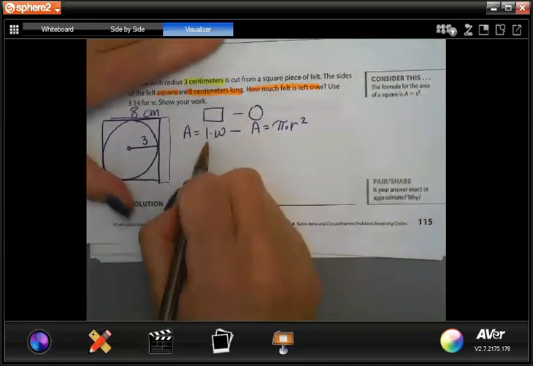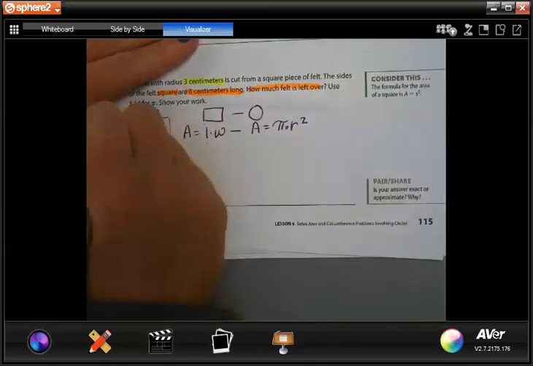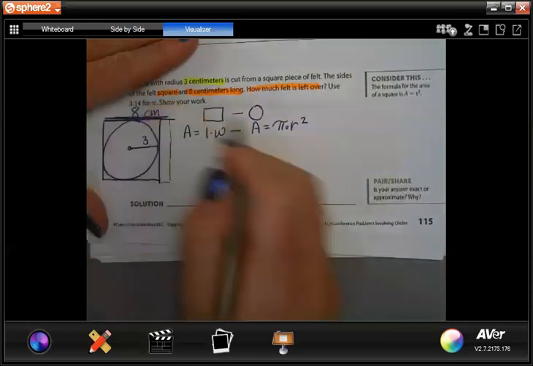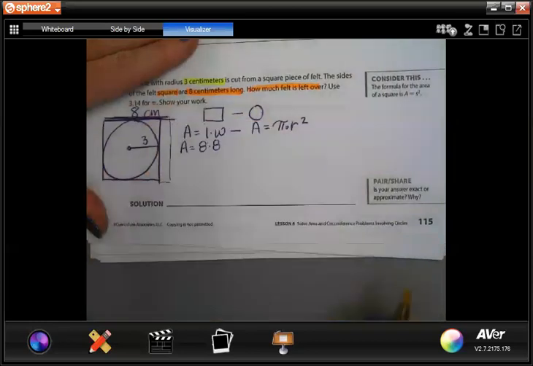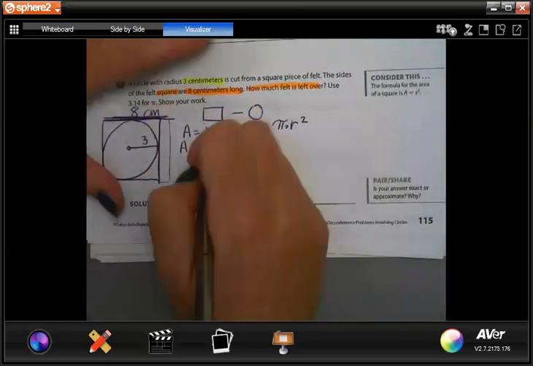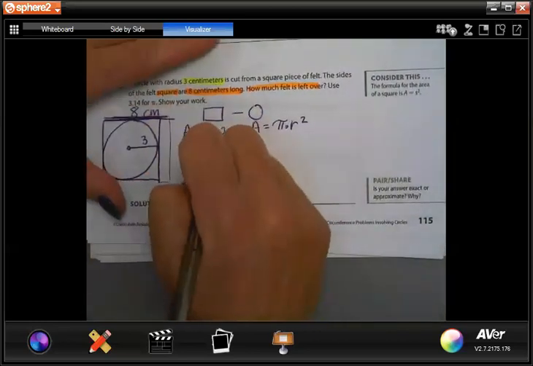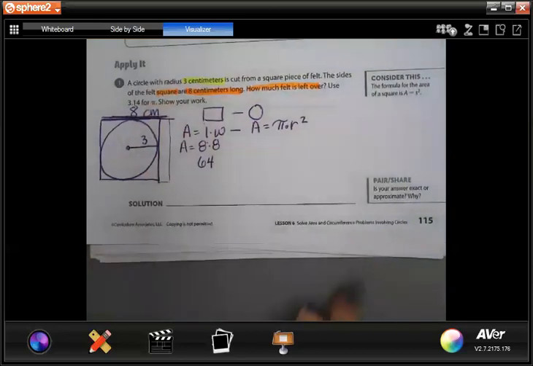So area of a square, and the square has a length of 8 centimeters. So this is 8 times 8. So the area of my square is 64 centimeters squared.